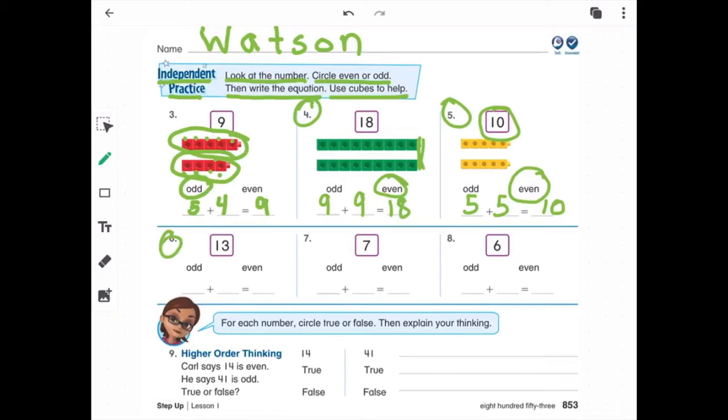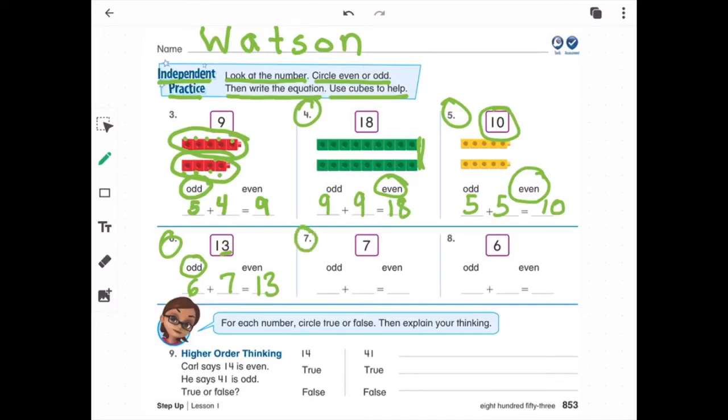13. Okay. Is the number 13 even or odd? And they don't have any pictures here, so we kind of got to visualize in our own minds what we think the answer is. Since the 3 is odd, I think 13 is actually odd. And I know that 6 plus 6 equals 12. So that would mean that 6 plus 7 would equal 13. You see how I use knowledge of doubles facts to figure that out?